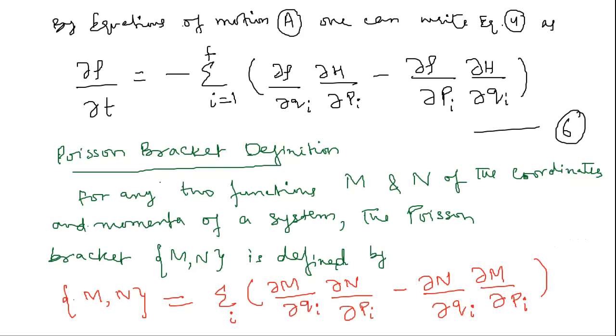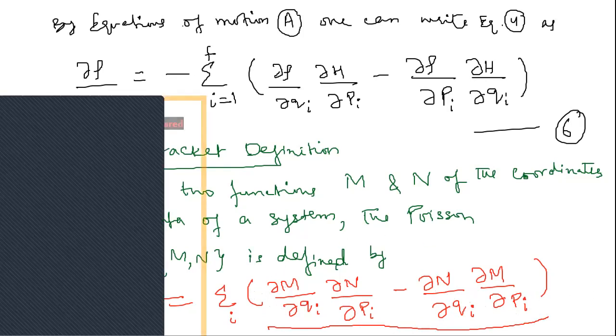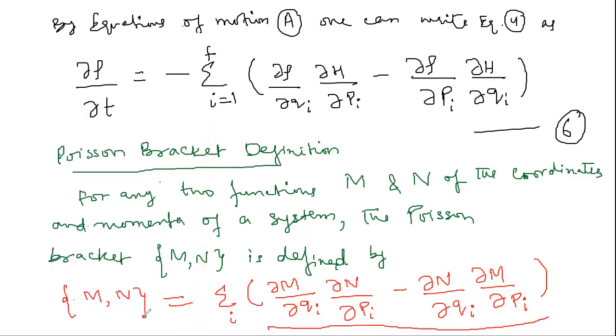So when I write the Poisson bracket of two functions, it is understood to be this summation on the right hand side. Let me make it clear. In this Poisson bracket, you first find the derivative of m with qi, multiply it by the derivative of n by pi, then you subtract. In the negative term, you do the reverse: the partial of n with qi and the partial of m with pi. Then you sum over all the degrees of freedom. This whole sum in compact form is written as the Poisson bracket of m and n.